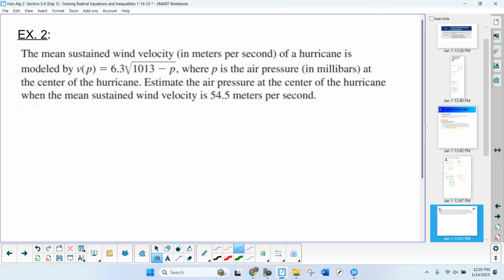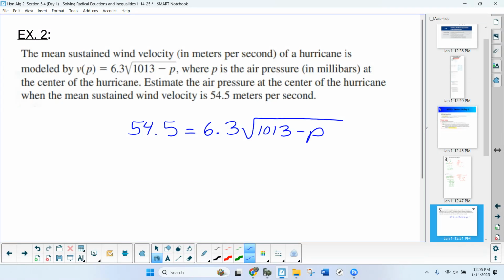Where's the 54.5 go? In the V of P. So we're going to come over here and say 54.5, that's the velocity, is equal to 6.3 square root of, and we want to solve this for P. So we do the same thing. We're just going to need to grab a calculator.